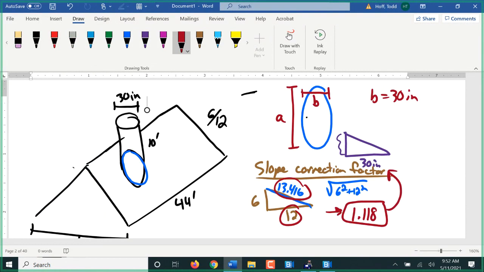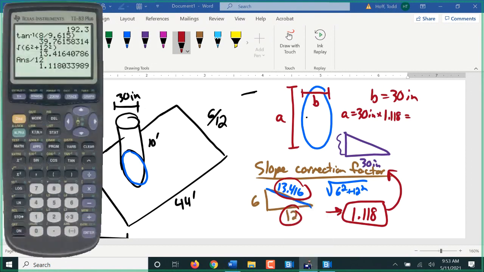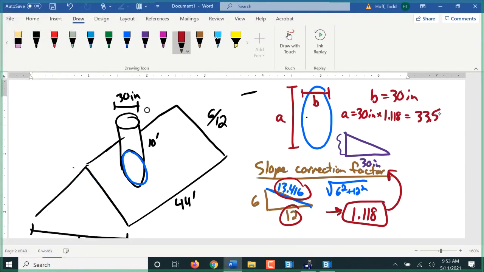So what that means is anything that we know what distance it would be on the flat surface, it's multiplied by that because it gets elongated as we go down the slope. So A is going to be that 30 inches times that 1.118 slope correction factor. So that dimension gets stretched out to 33.54 inches for dimension A. 33.54 is 33 and 9/16 basically. 9/16 would be 33.5625, so that's about as close as you're going to come to that.